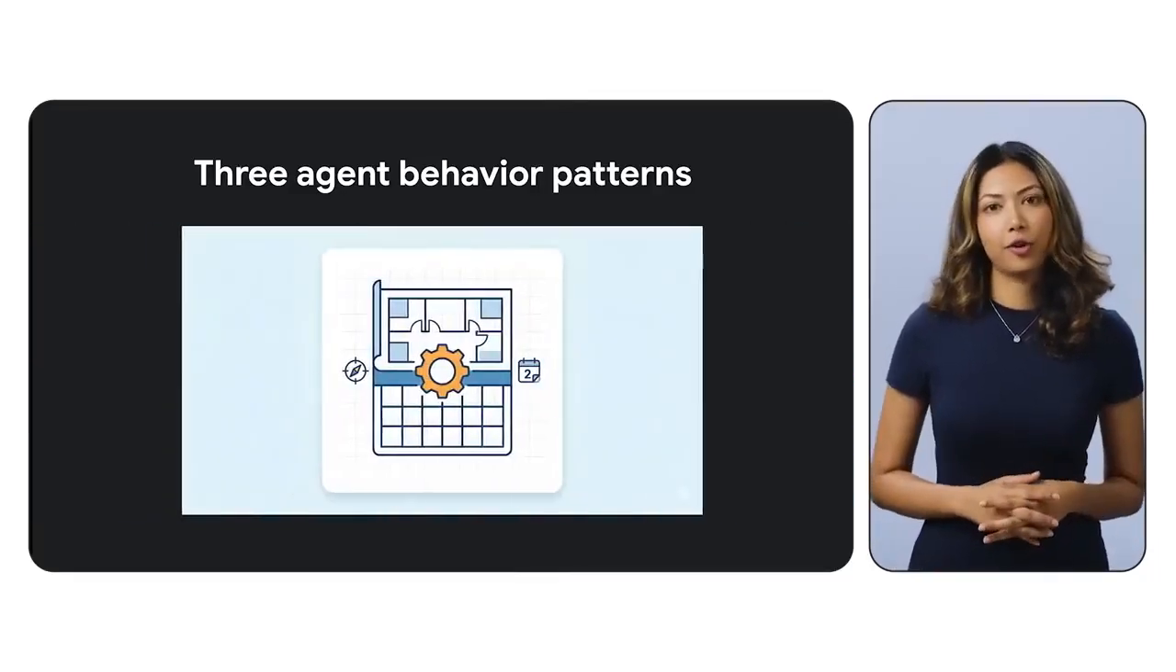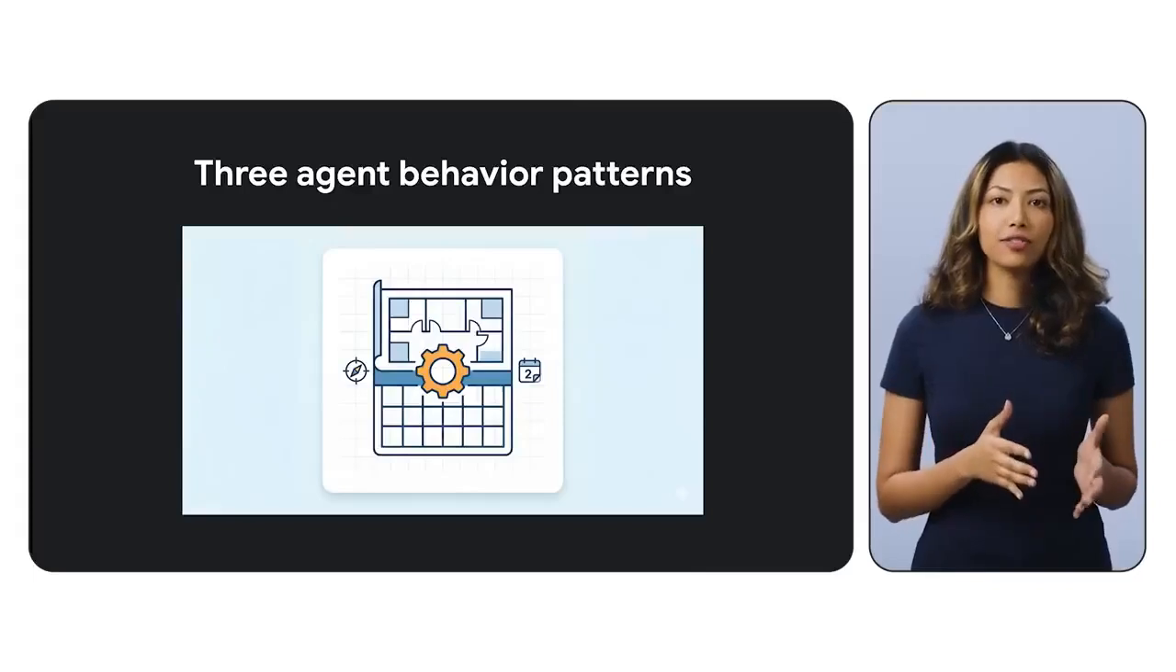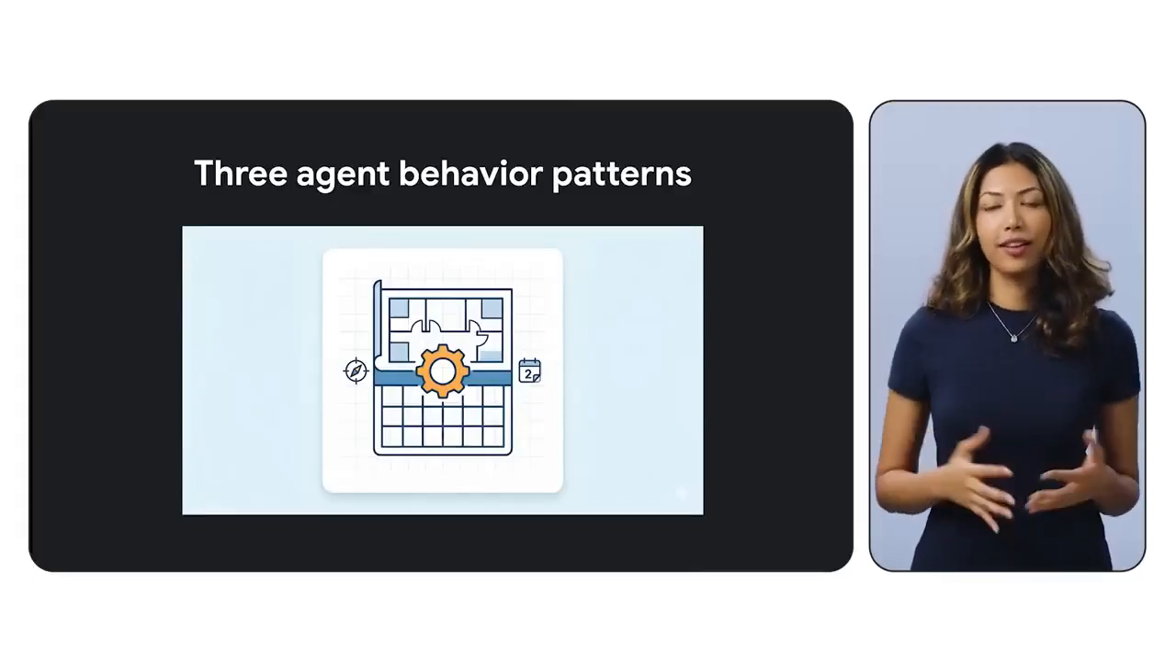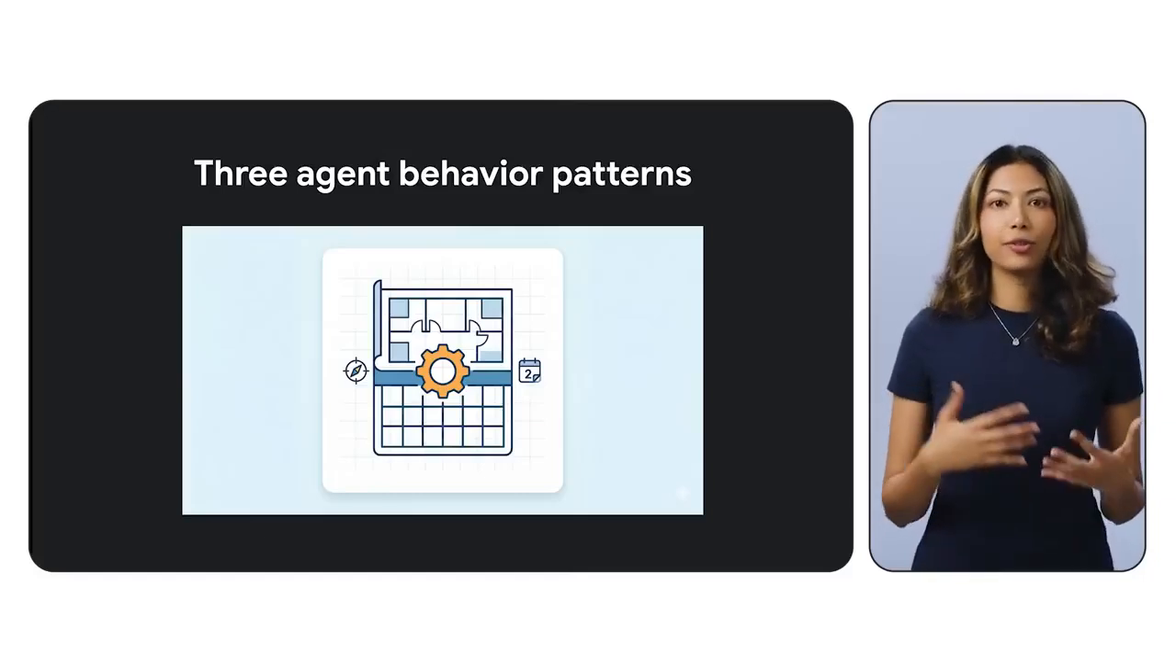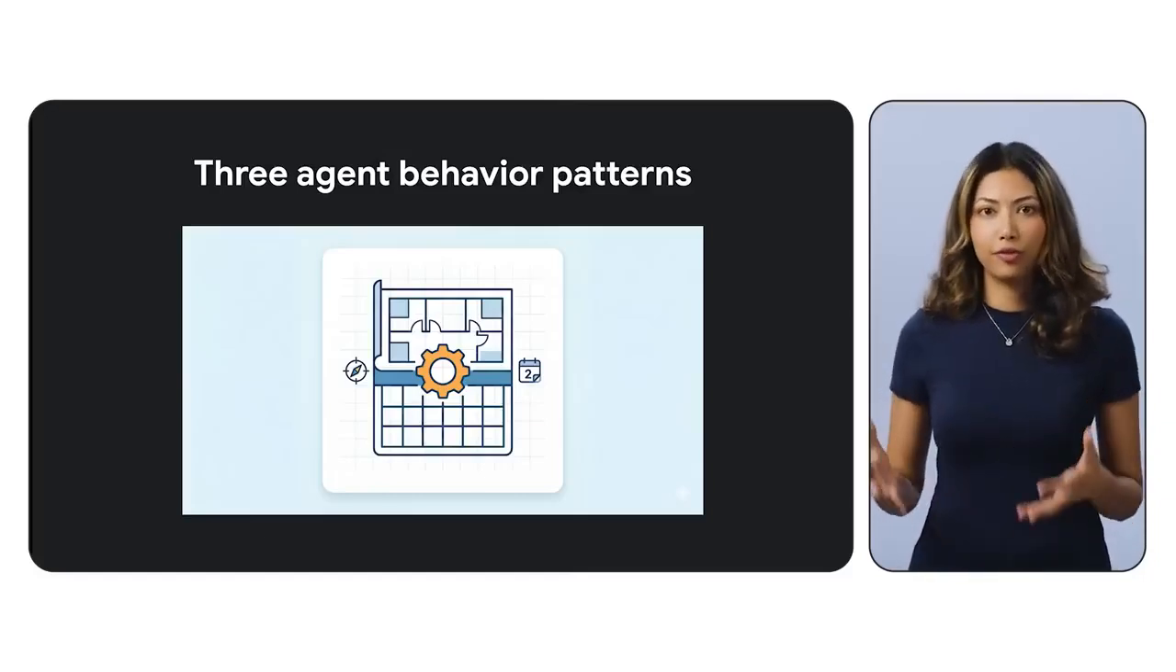Lastly, we have deliberate or planning agents. These pause to sketch a plan, then execute. Think about booking travel. You don't just buy a flight randomly. You pick dates, hotels, and then that's the order of steps that you follow through.